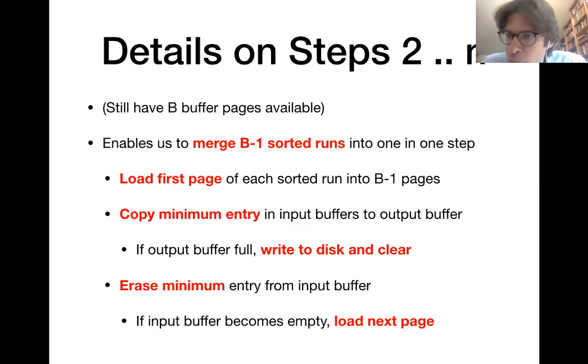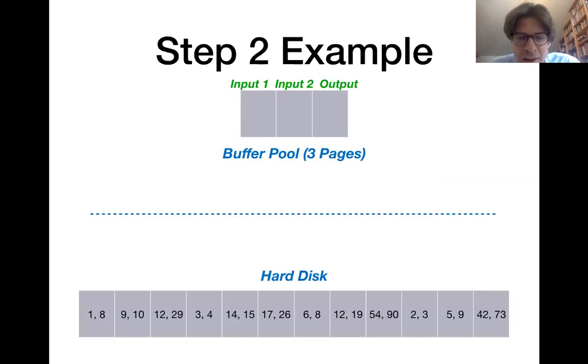Whenever an input buffer becomes empty, I'm loading the next page from the corresponding sorted run. Each input buffer is associated with a different sorted run, so if one of the input buffers becomes empty, we load the next page from that same sorted run into the input buffer. Since those runs are sorted, I know that I am receiving the entries for each run in increasing order. All right, let's see this by a little example again. Here we assume that we have previously executed the first step of the sorting algorithm.